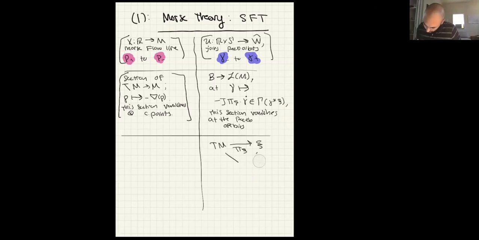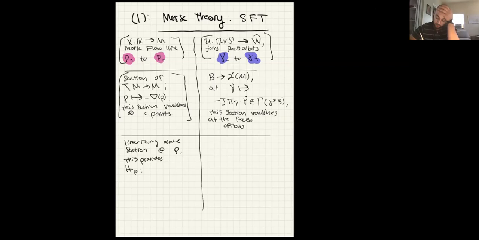And then let's think. The next thing I'm going to do is, so I have these sections that vanish at my nice spots. So you can actually linearize your sections at these zeros. If you linearize your section on the left at a critical point p, this actually gives you the Hessian, which is a linear map from the tangent space to itself.